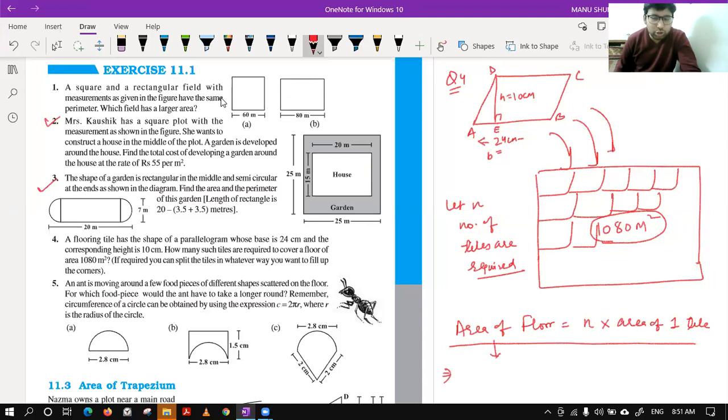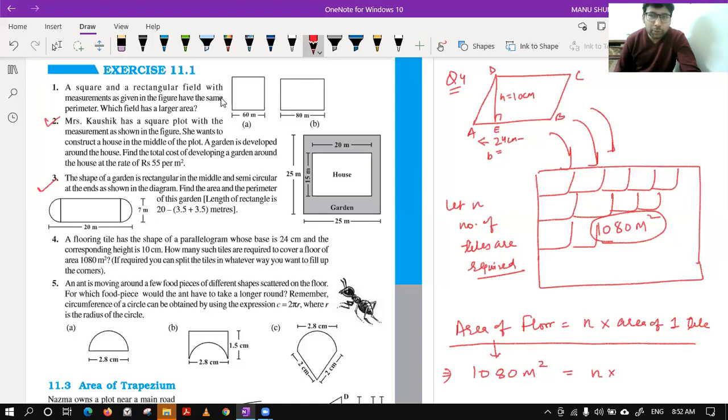Area of floor is given to us as 1080 meter square is equal to n into area of one tile. What is area of one tile? In this case, it is base into height. Yes, class? We all know the area of a parallelogram is base into height. It is not length into breadth, because here the perpendicular one is height.